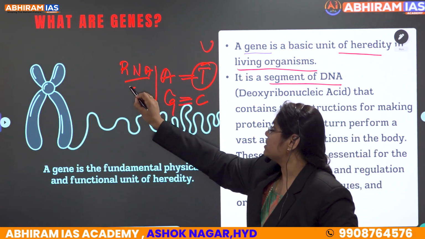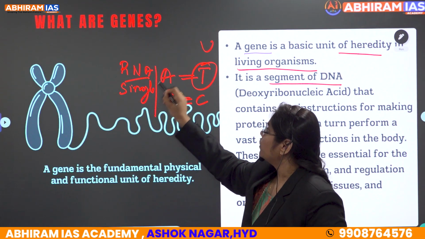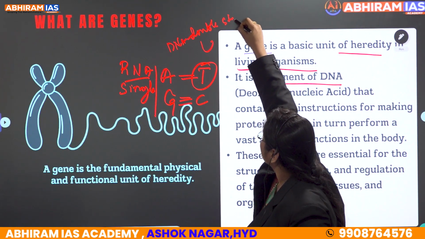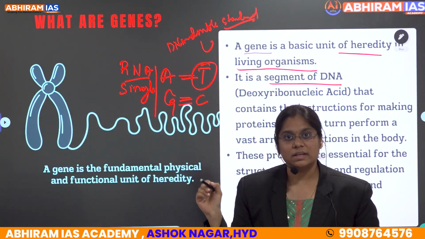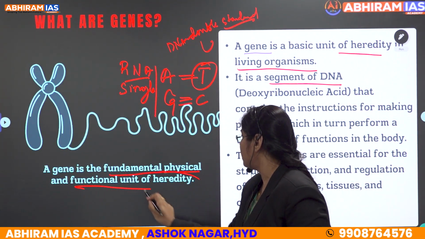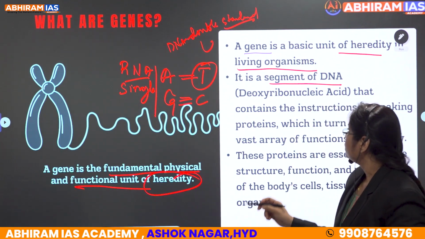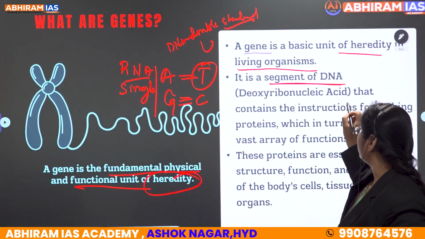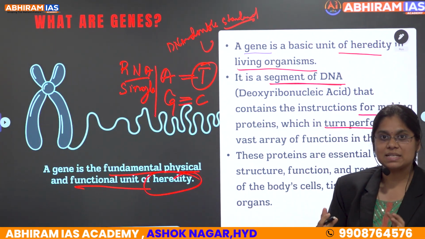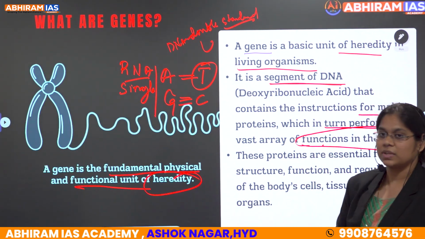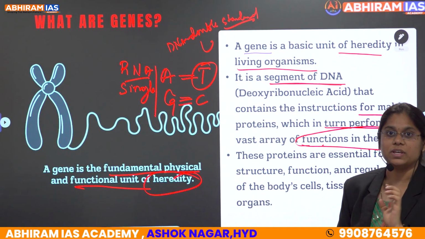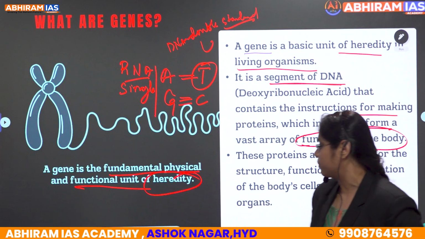Now further, RNA is single stranded, whereas DNA is double stranded. The basic science, right? Now further, what are these genes? These genes are the fundamental and functional unit of heredity. Clear? Next. This gene is a segment of DNA that contains the instructions for making proteins, which in turn perform a vast array of functions in the body. Clear? This is the gene. A gene is nothing but the basic structural unit of heredity, that is basically your DNA.